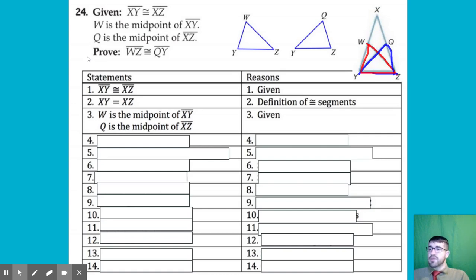So what we're going to do is say that XW equals WY and that XQ equals QZ by the definition of midpoint. And if you remember in class, we'd say that you use the definition of midpoint when you want to write an equation. And if you look here in step 2, we also have measures because we're going to try and use that in an equation of some sort.